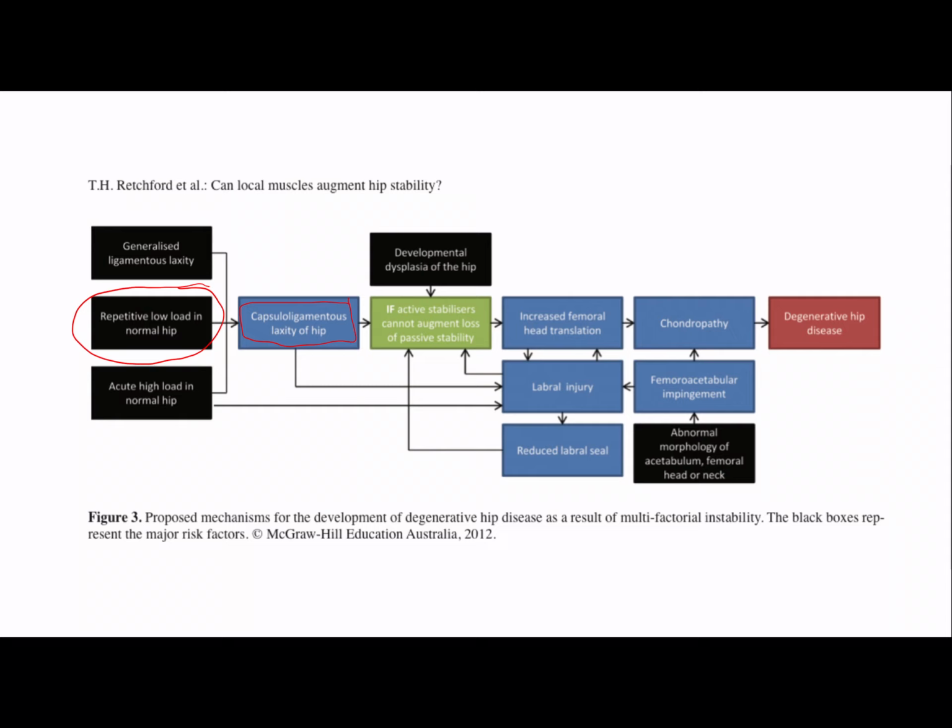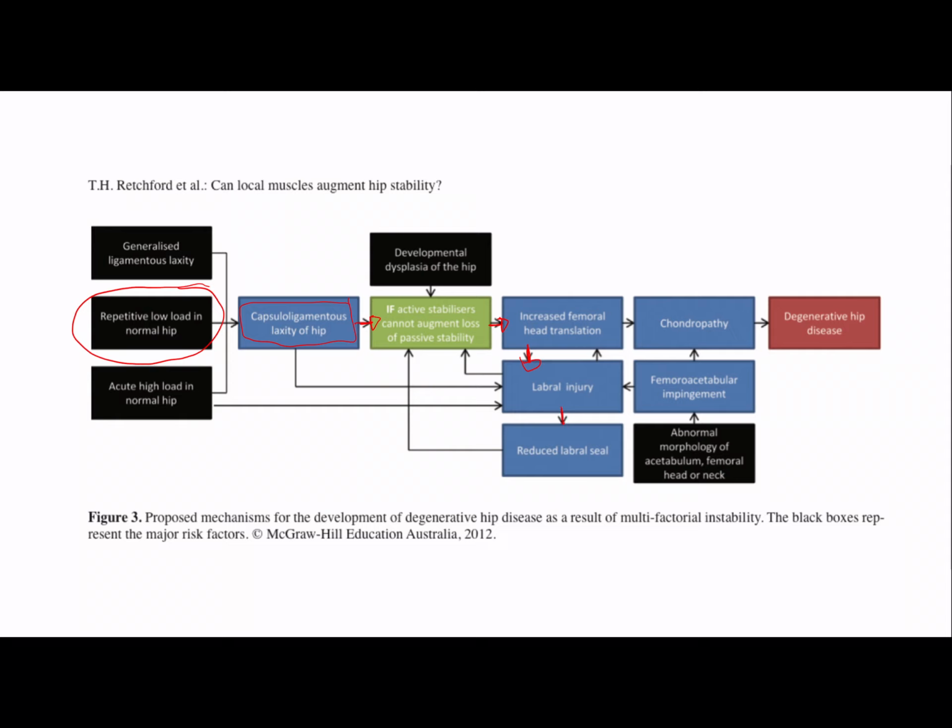Now, this should look familiar, but if we don't have the active stabilizers to help take over for that laxity of the hip, then we get into increased femoral head translation. So remember I said that the iliofemoral ligament actually helps prevent the head of the femur from sliding forward out of the socket. Well, because it's looser, we actually get more motion there, right? And then we get into this cycle again of more motion in the hip joint leads to it bumping into the labrum, which leads to labrum fraying and tearing.